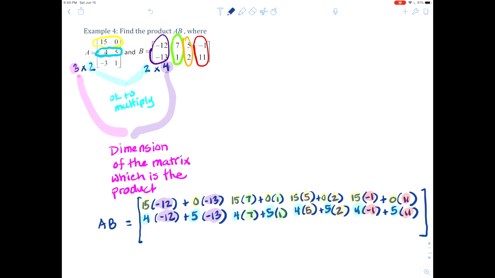Okay, and lastly, we've got the third row in A, and then we'll use all the different columns in B. So, -3 times -12 plus 1 times -13, -3 times 7 plus 1 times 1, -3 times 5 plus 1 times 2, -3 times -1 plus 1 times 11. And we'll just use this pink color.